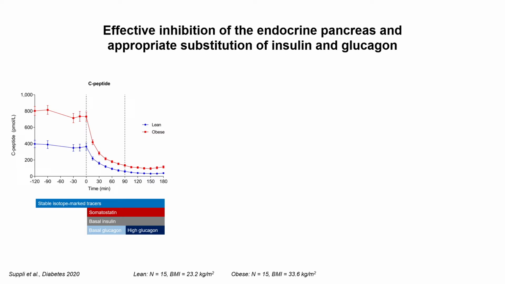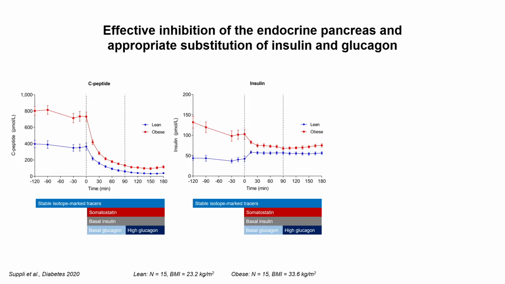And these are the C-peptide concentrations during the pancreatic clamp, just to show you that when at time 0 we initiate the somatostatin infusion, C-peptide concentrations drop immediately, showing really nicely that we have in fact inhibited the endocrine pancreas.